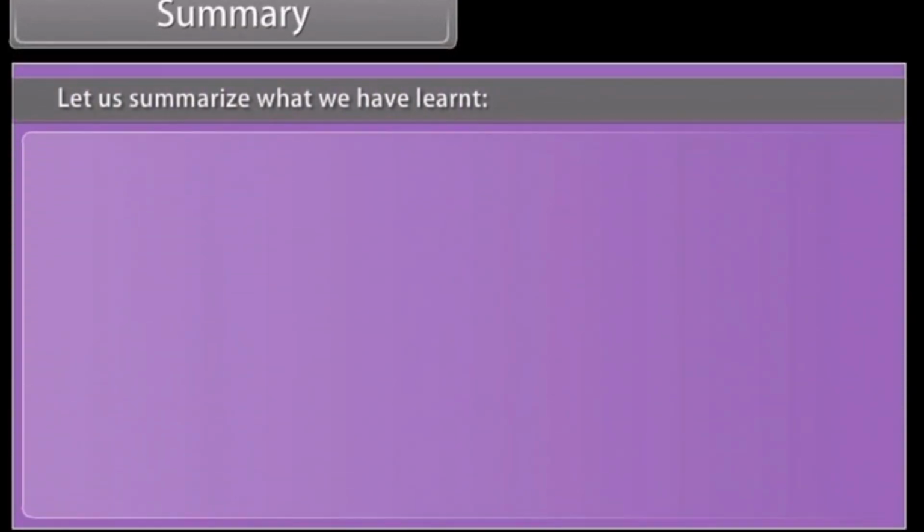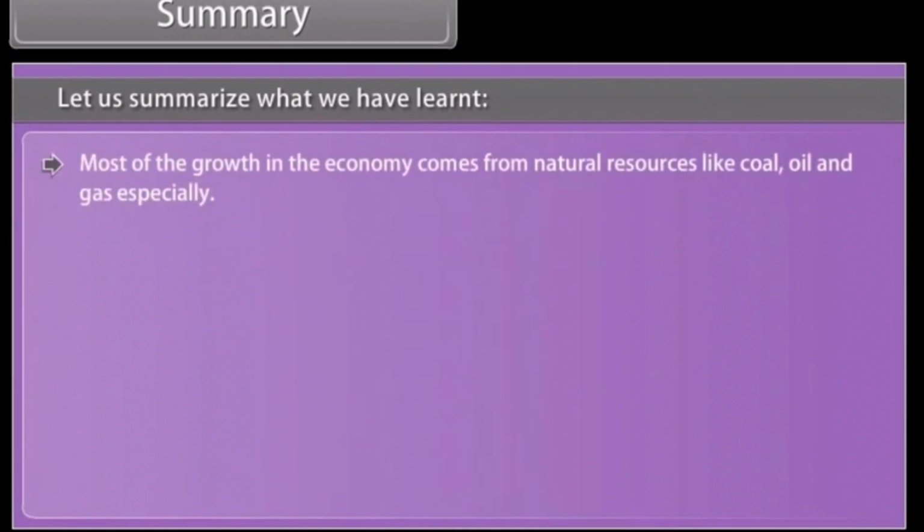Summary. Let us summarize what we have learned. Most of the growth in the economy comes from natural resources like coal, oil, and gas especially.